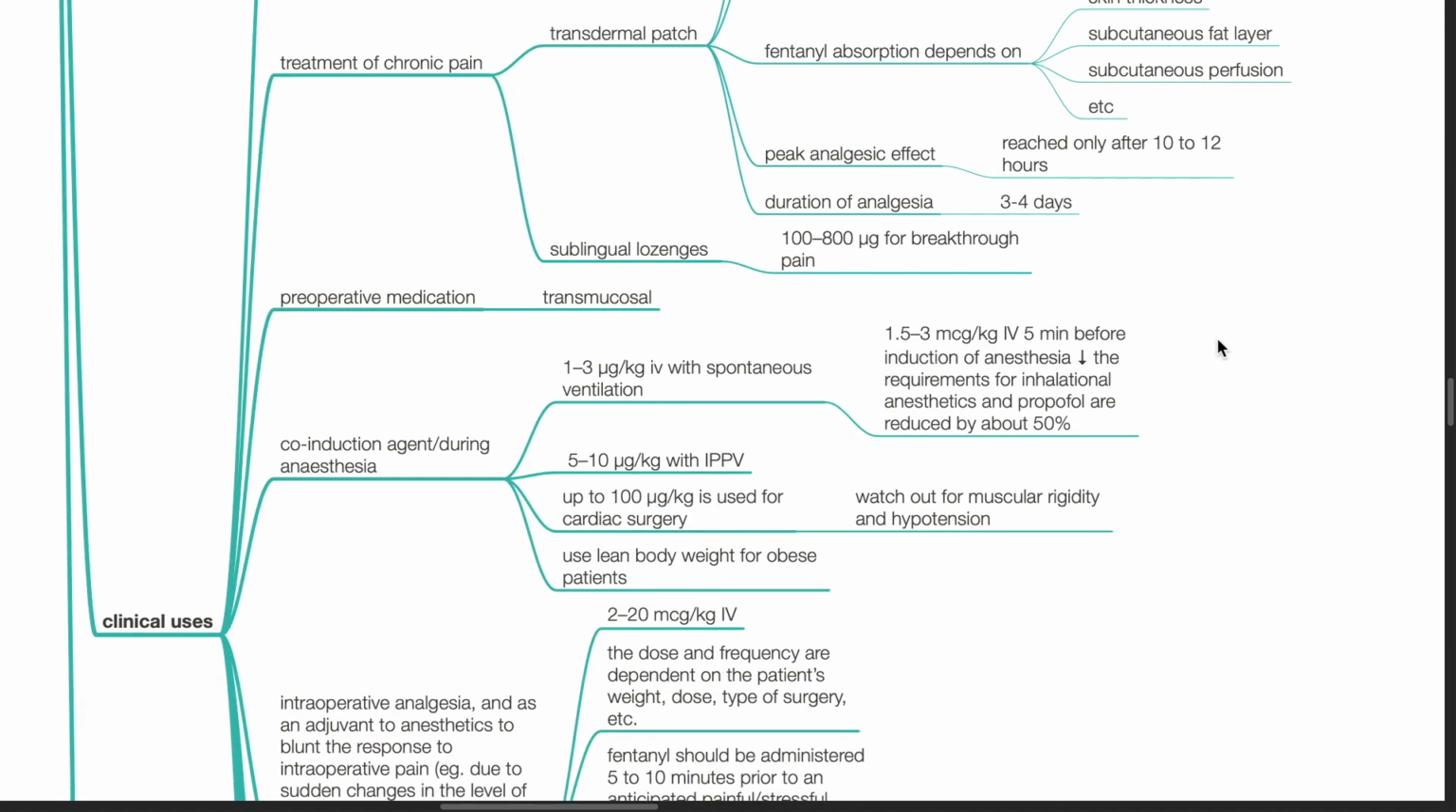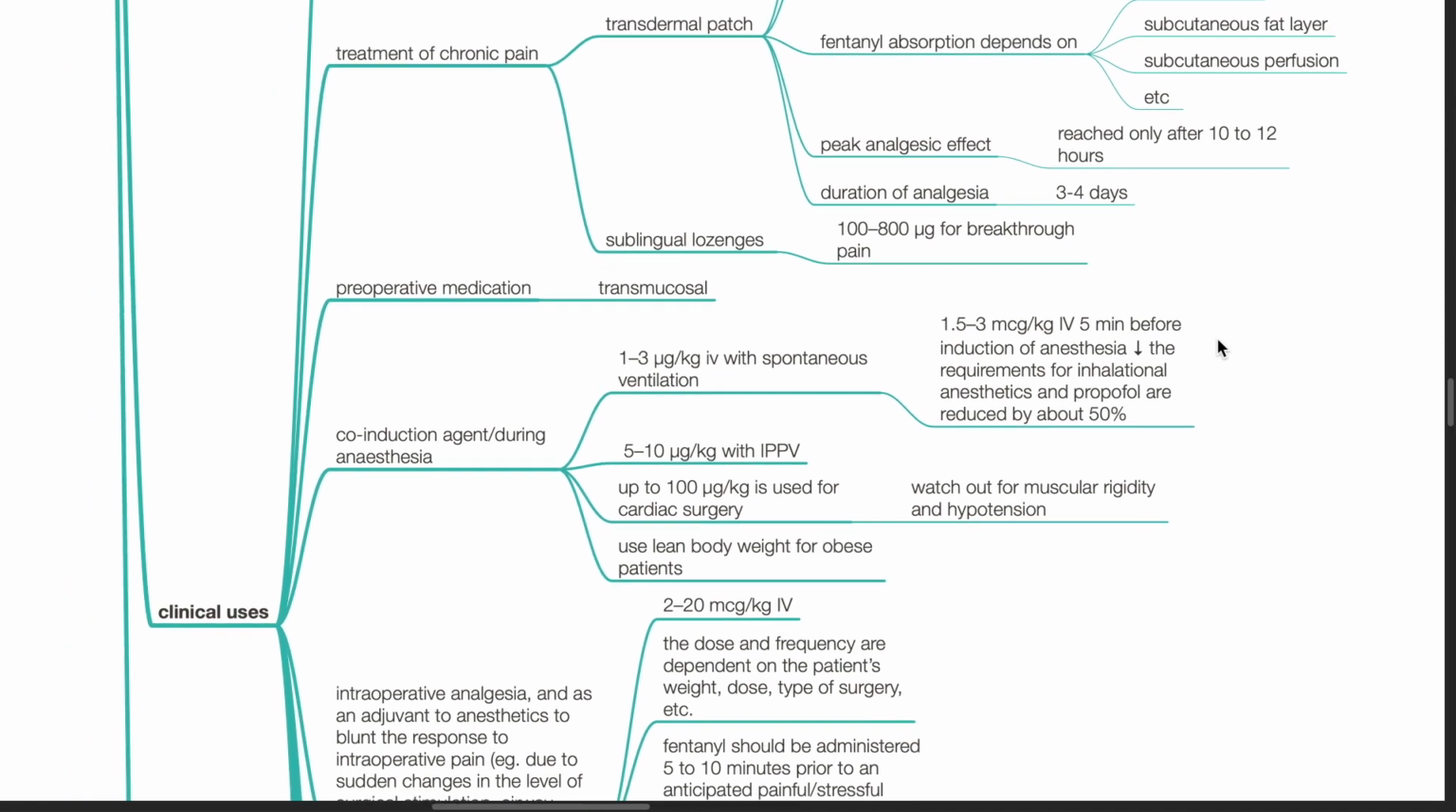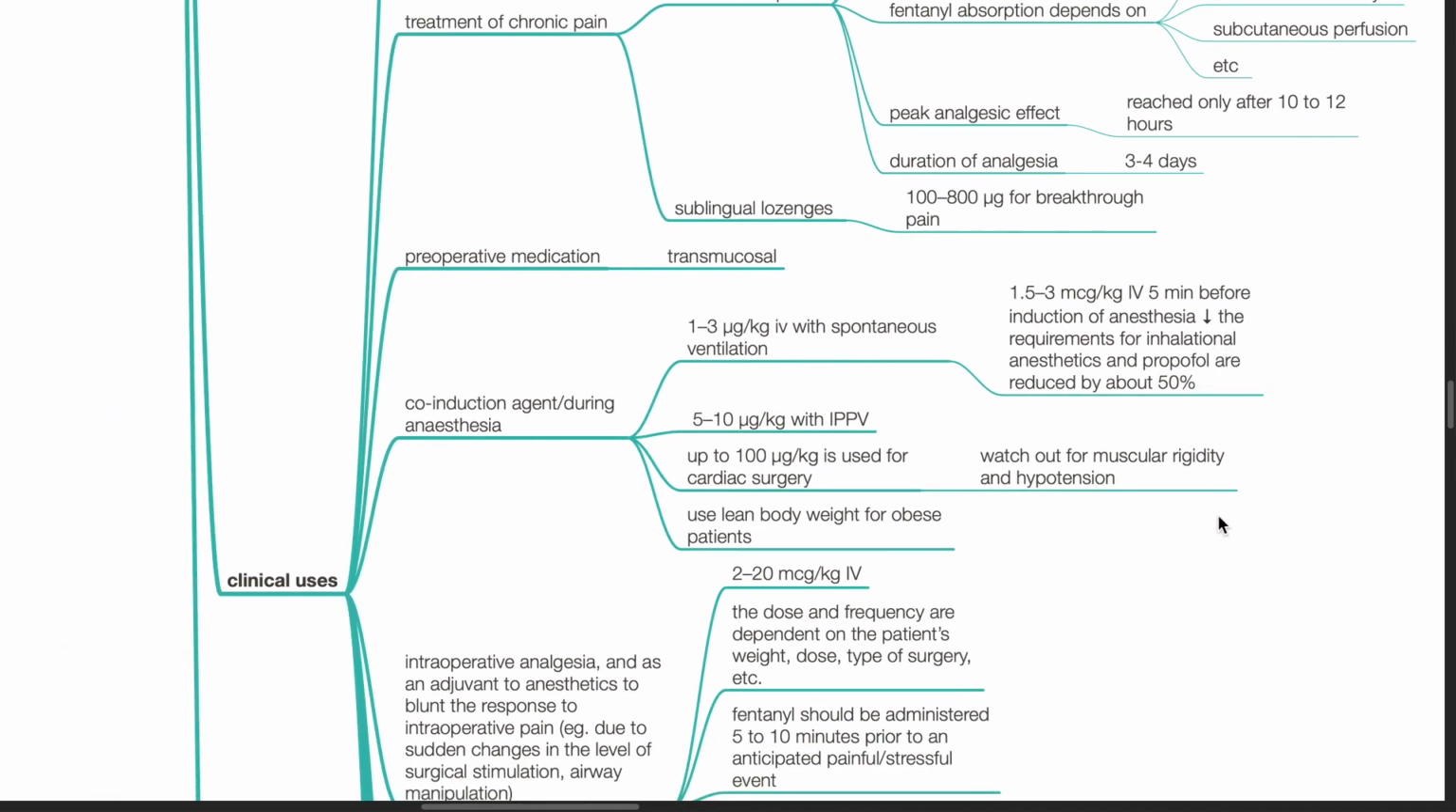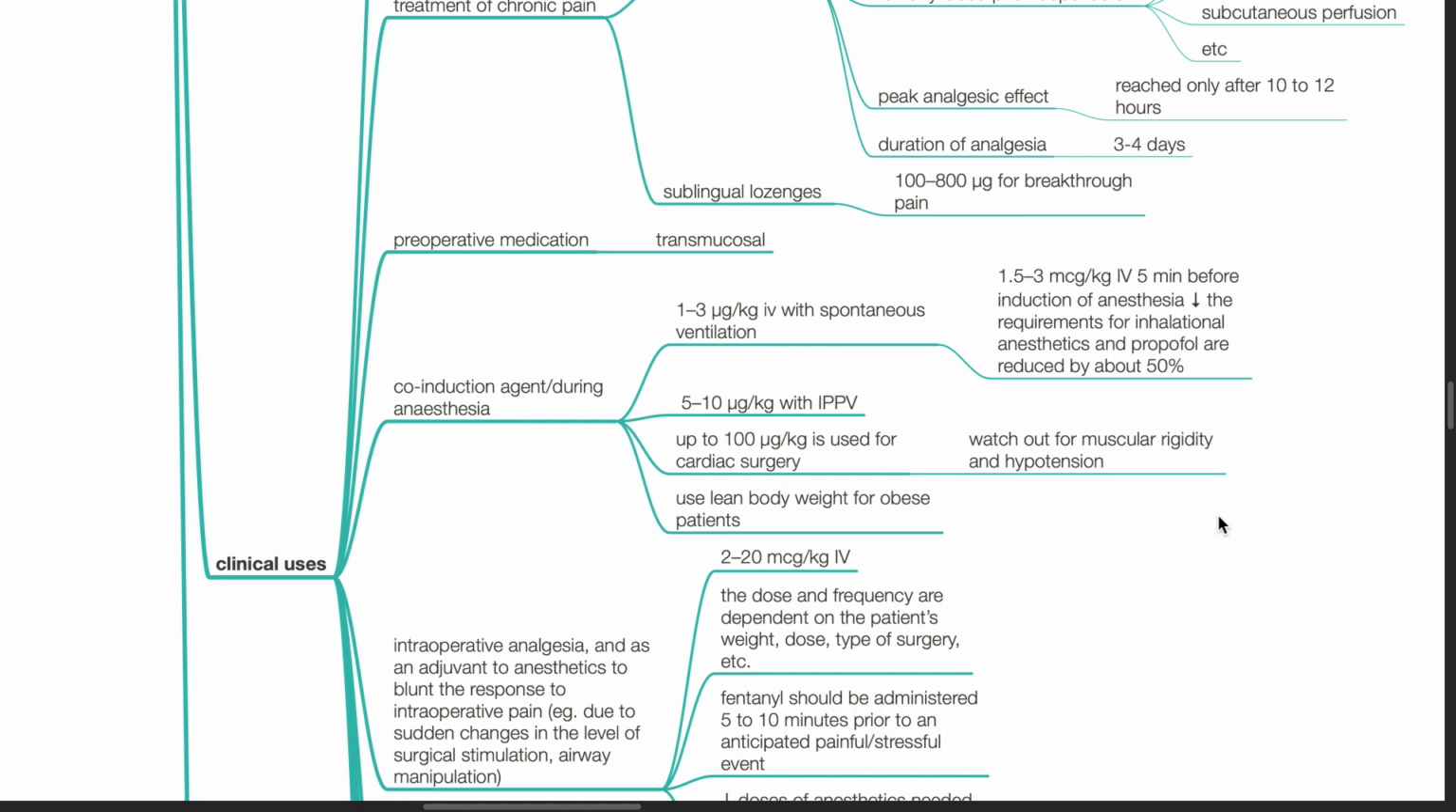Preoperative medication via transmucosal route, co-induction agent during anesthesia, 1 to 3 microgram per kg IV with spontaneous ventilation. If administered 5 minutes before induction of anesthesia, this reduces the requirements for inhalational anesthetics and propofol by about 50%. 5 to 10 mcg per kg with IPPV, up to 100 mcg per kg is used for cardiac surgery. Watch out for muscular rigidity and hypotension. Use lean body weight for obese patients.